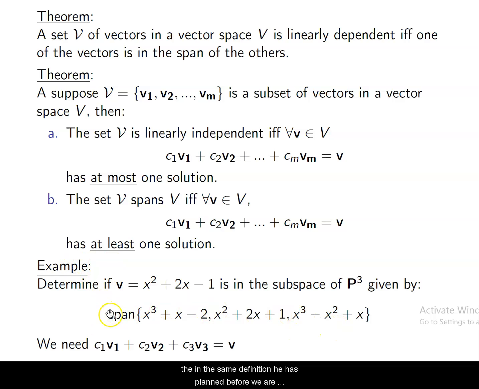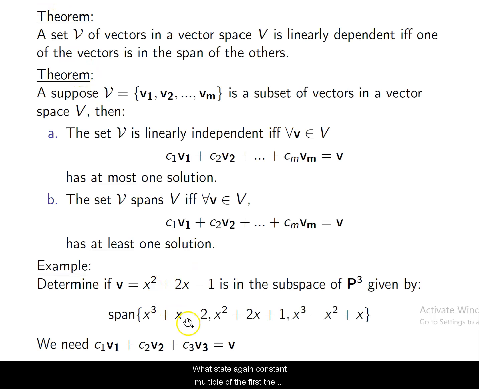Again, it's the same definition we had of span before. We are just using different objects now, right? So, can I write V as a linear combination of these three vectors? That's my question. So that's what I want to do. I want to set up this equation and start moving some stuff around to turn this into something I'm familiar with, a matrix, so that I can do all of my fancy matrix work.